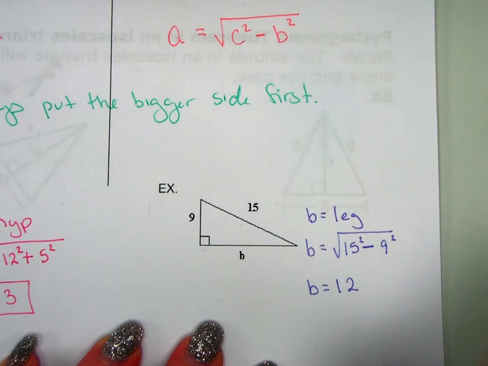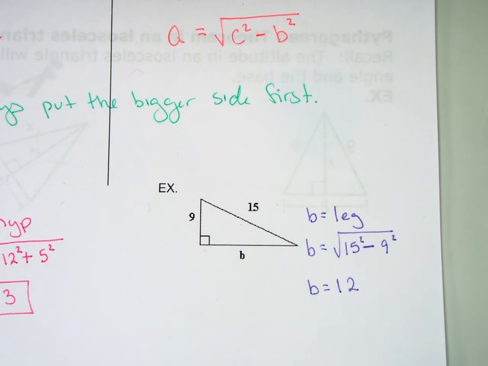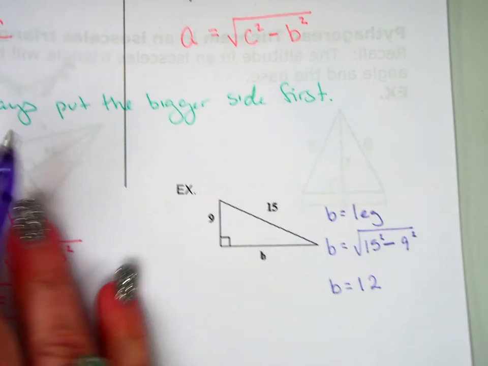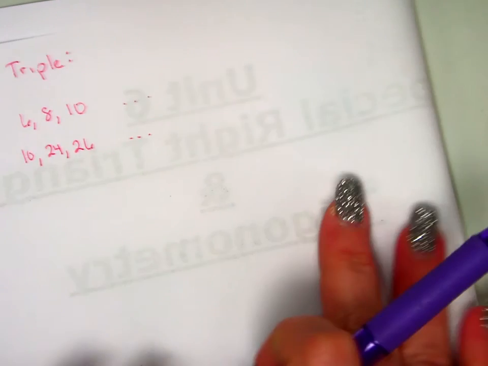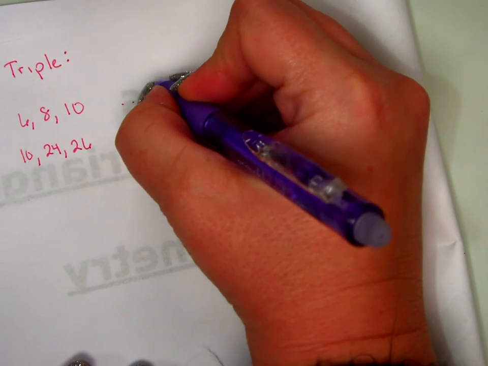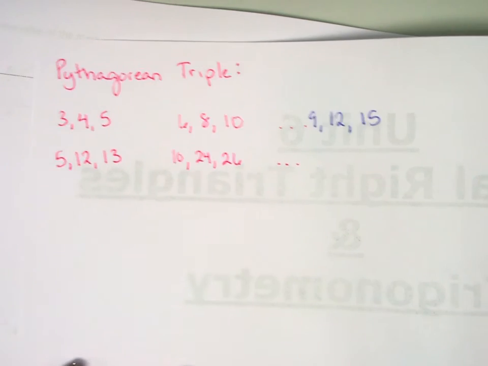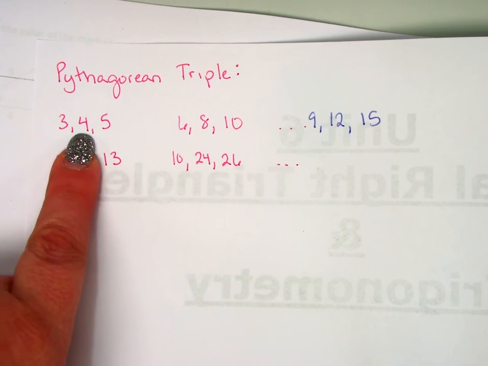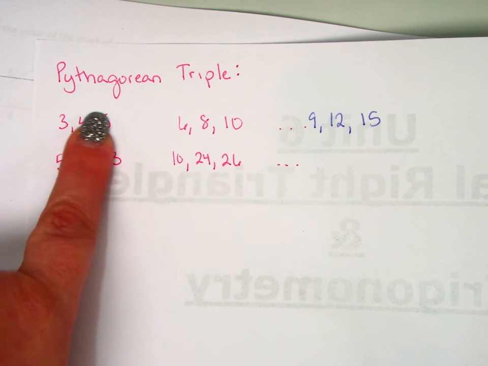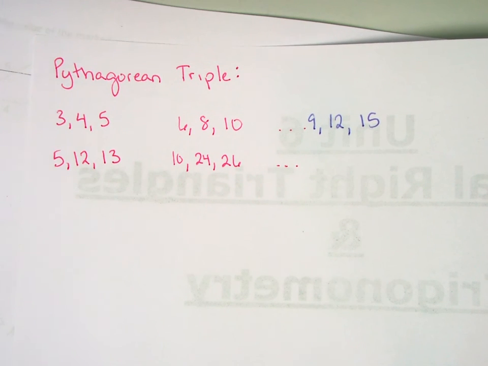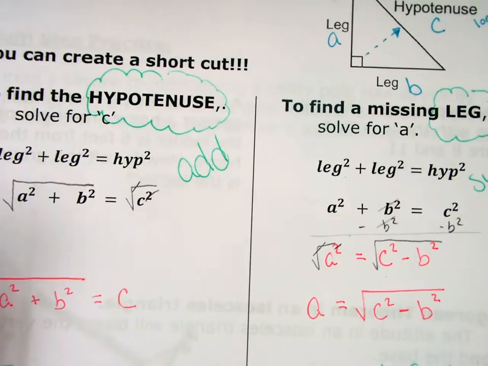So B equals 12. So this is another Pythagorean triple: 9, 12, and 15. So if you wanted to keep a list of them, you could come over here and do 9, 12, and 15. Which is really just 3 times 3, 4 times 3, 5 times 3. So it's a multiple of this original 3, 4, 5 Pythagorean triple. Okay? Next.